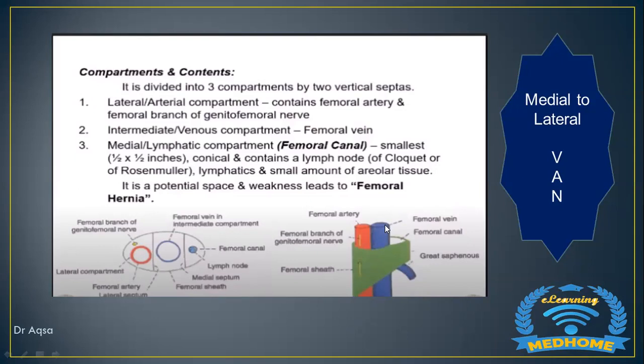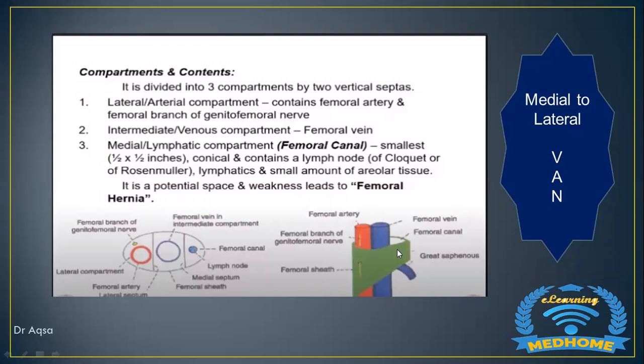So if we talk about the direction, the femoral canal is medial, the femoral vein is intermediate, and the femoral artery is the most lateral part of the femoral sheath. The lateral arterial compartment contains the femoral artery and also the branches of the genitofemoral nerve. The intermediate or venous compartment has the femoral vein, and medially, it is the femoral canal.